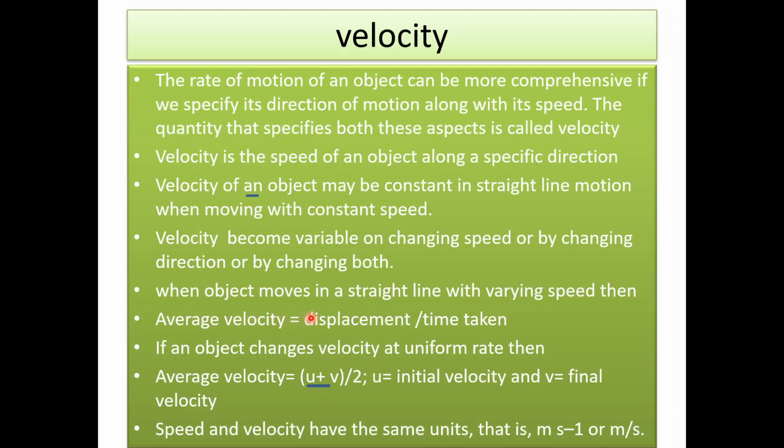What is average velocity? When the object is moving in a straight line, average velocity is calculated as we calculate the average speed, that is displacement, the distance covered in a particular direction, upon time taken. If it changes velocity at a uniform rate, then how can the average velocity be calculated? It is calculated by this formula: u plus v upon 2. What is u? u is the initial velocity, v is the final velocity. Speed and velocity both have the same unit, that is meter per second.